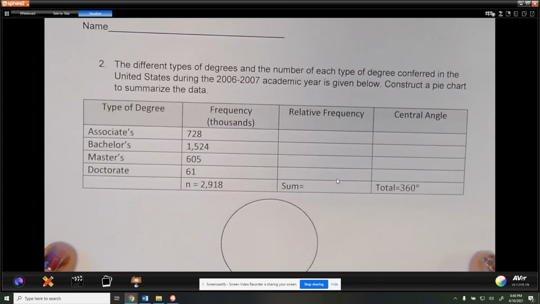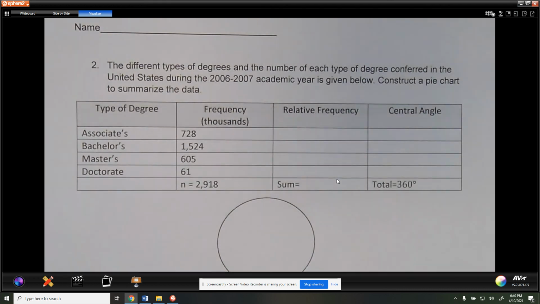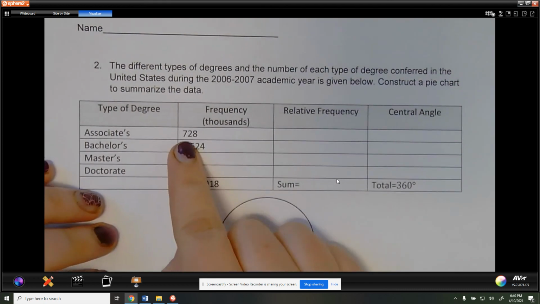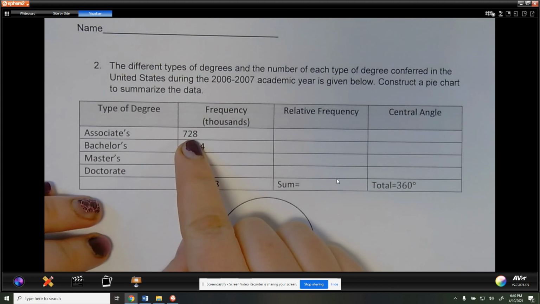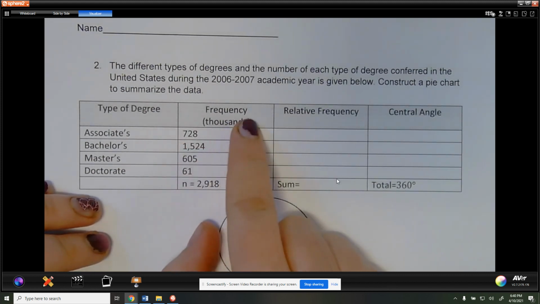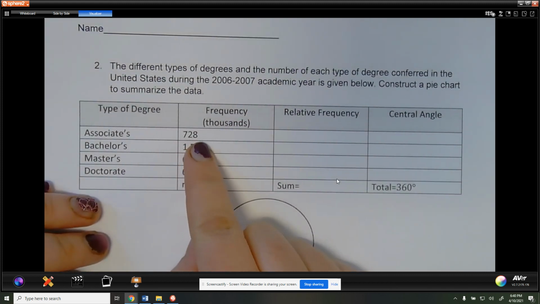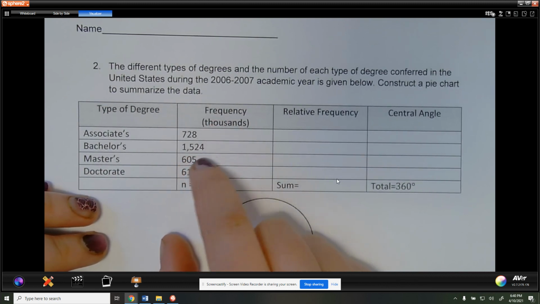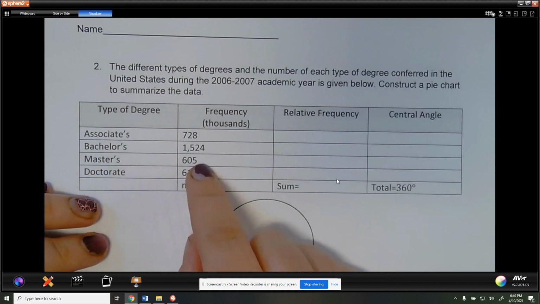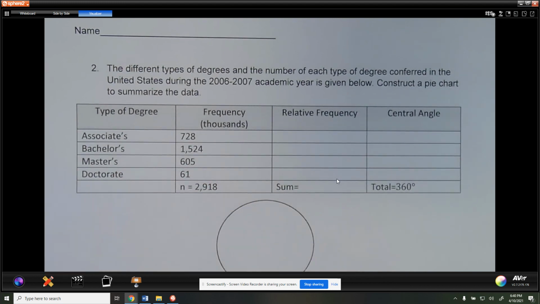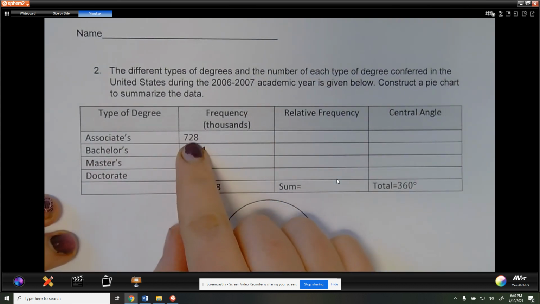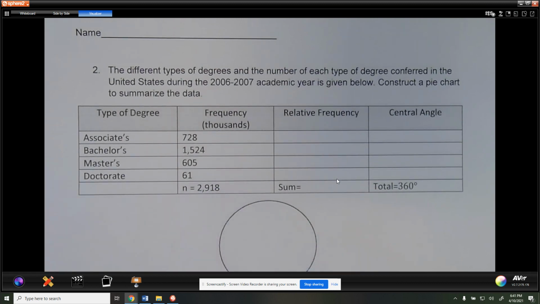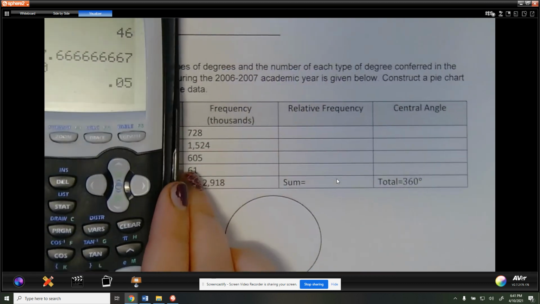Okay, here's my table. So we have 728 people have an associate's degree, and this is in thousands actually, so 728,000 people. 1,524,000 people have a bachelor's, and then master's and a doctorate. So to do this, we first need to calculate the relative frequency, which is our amount that we're concerned with divided by the total. So I'm going to do that first.